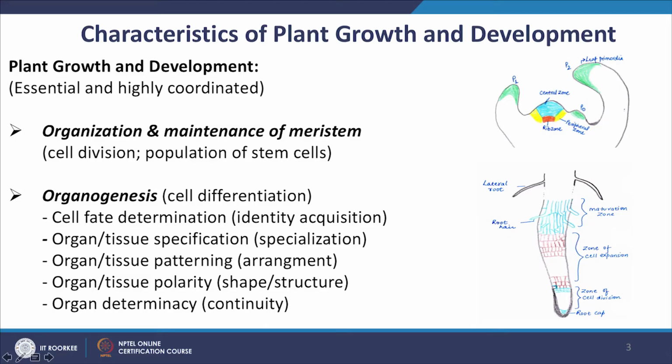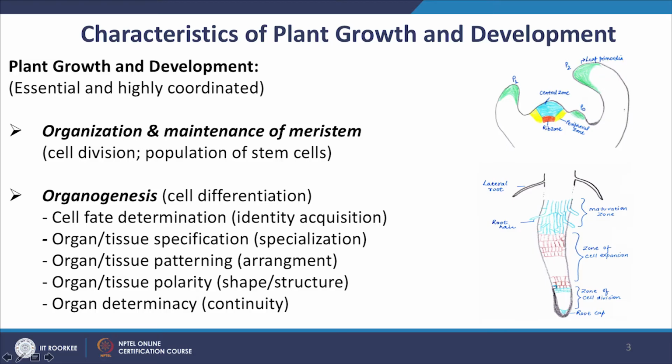As I said, the process of plant growth and development is highly coordinated. How is this achieved? This is achieved by coordinated cell division and cell differentiation, which means that two very important processes have to run simultaneously in parallel. One is the organization and maintenance of the meristem. Meristem is a population of cells which has a stem cell property. So, why do you need stem cells?